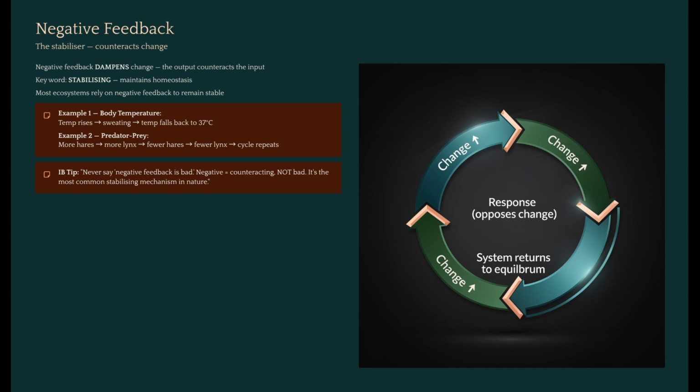Critical concept: negative feedback is not bad. Negative means it opposes the change. That's the stabilizing mechanism. Change happens. System responds. Response opposes that change. System returns to equilibrium. Your body temperature rises, you sweat, cool down back to 37 degrees. Predator-prey: hares increase, so lynx increase. Lynx eat more hares, hares decrease, lynx decline. Cycle stabilizes back to balance. Negative feedback is a stability machine.